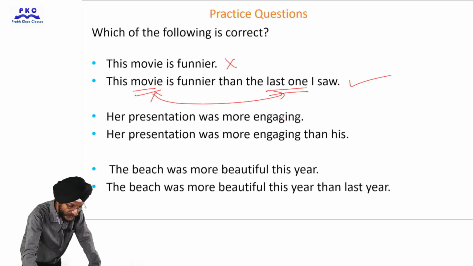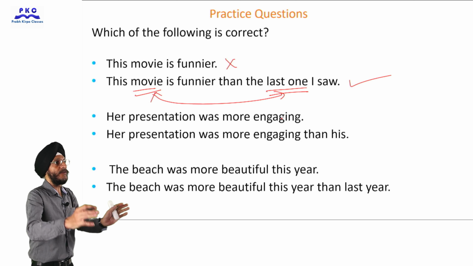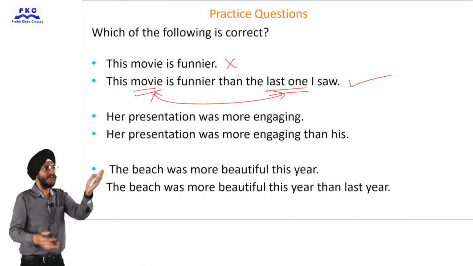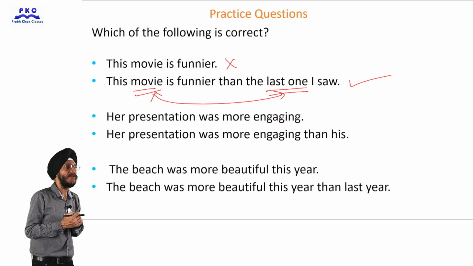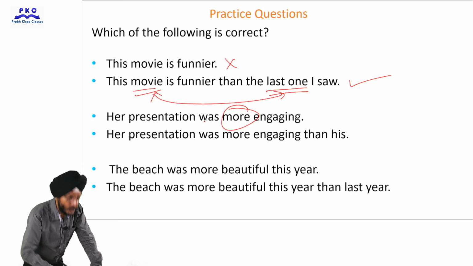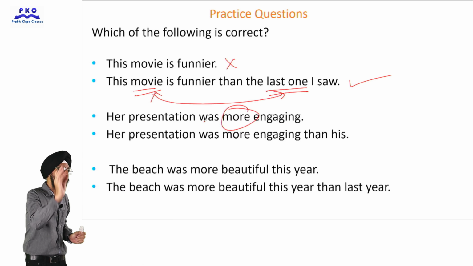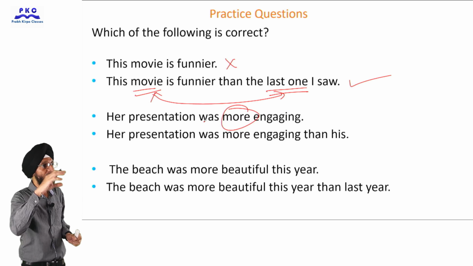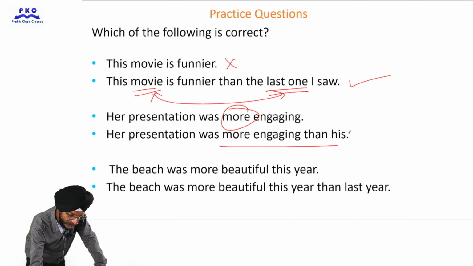His presentation was more engaging. Suppose there was a meeting going on and many persons were invited for their presentations, and we say that her presentation was more engaging. Here we are using the adverb more, so it is a case of comparison. In case of comparison, some other presentation might be taken into consideration. So more engaging than his. It is correct.